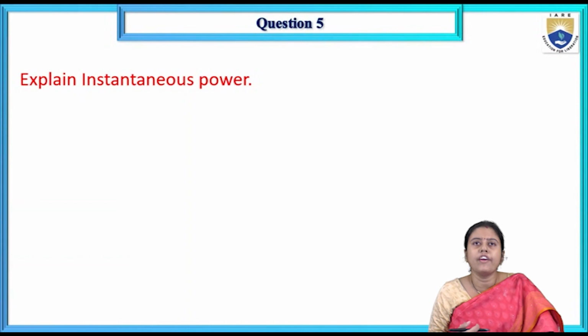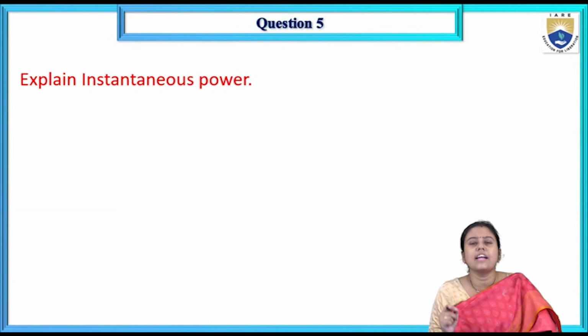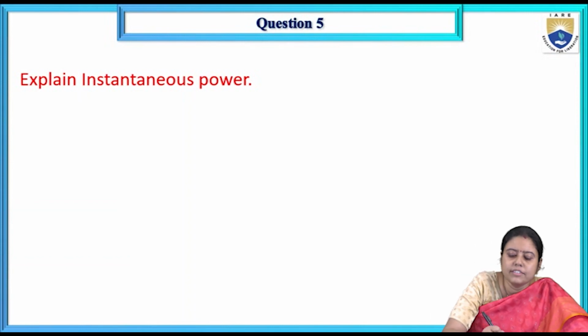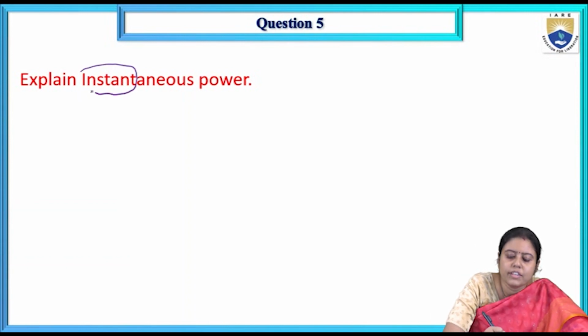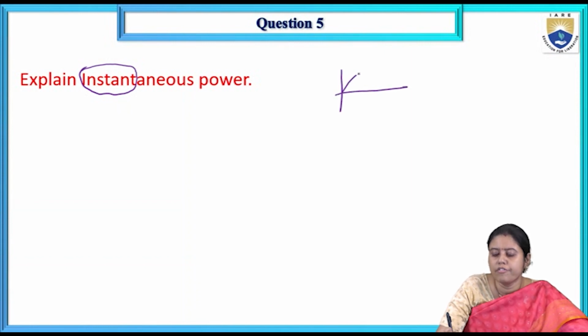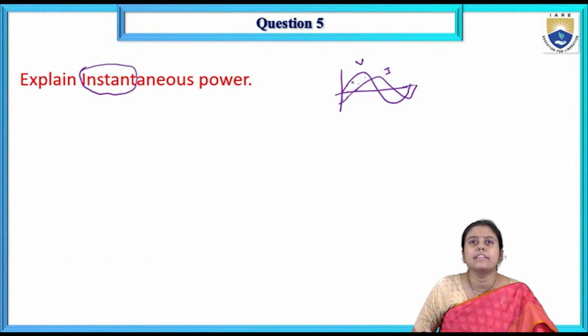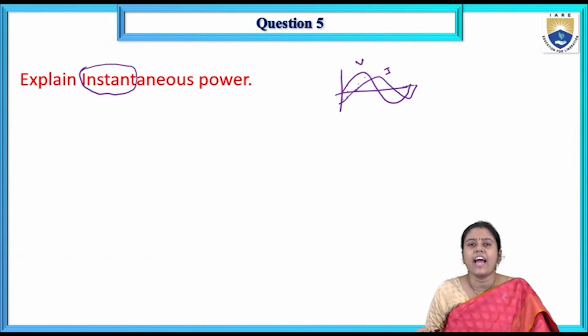What is question number 5? Explain the instantaneous power. One is called the instantaneous power, one is called the complex power. Instantaneous power, as the name suggests, is the power at any instant. As I drew before, say this is one voltage and this is one current. At any instant, maybe the magnitude is the same, but the phase angles are changing at every instant. So this is called the power.